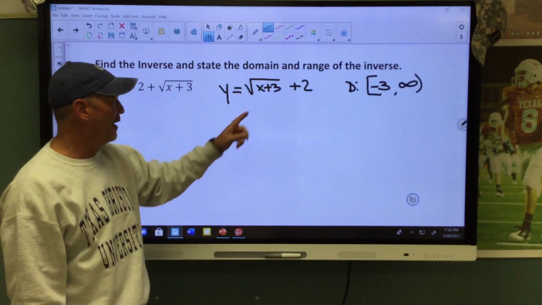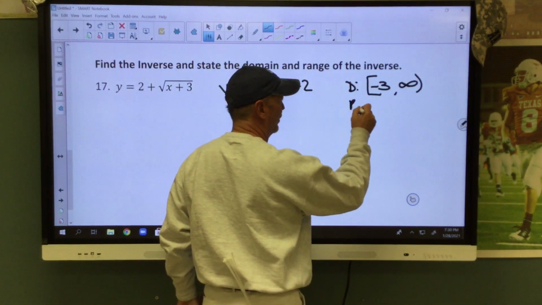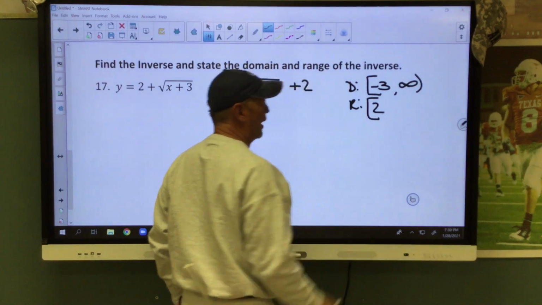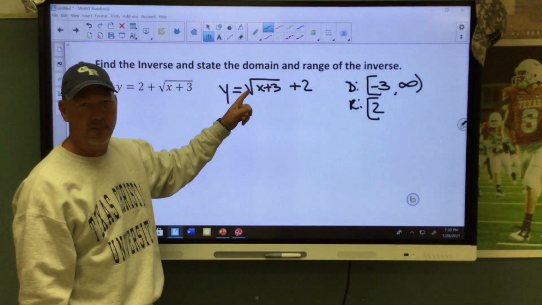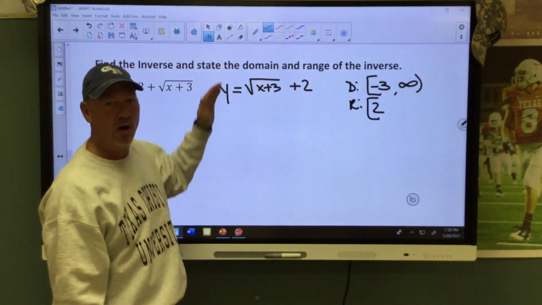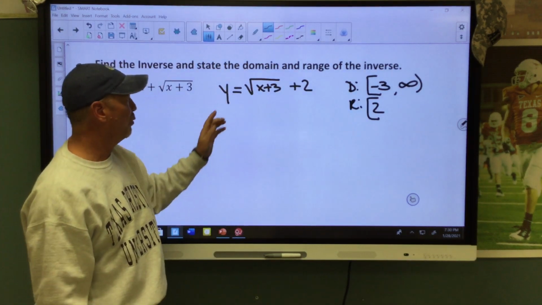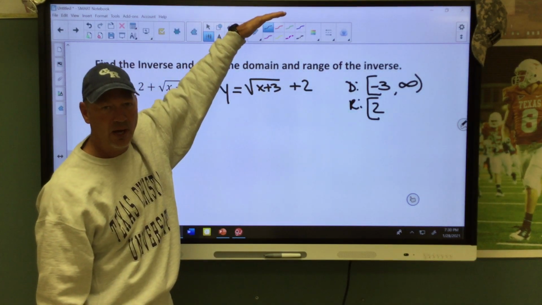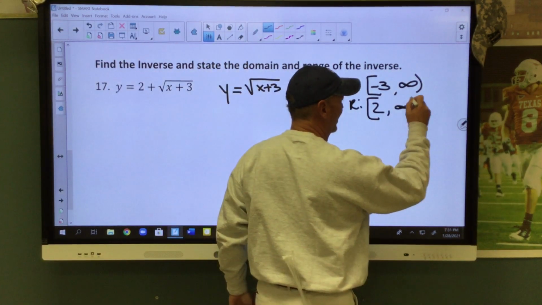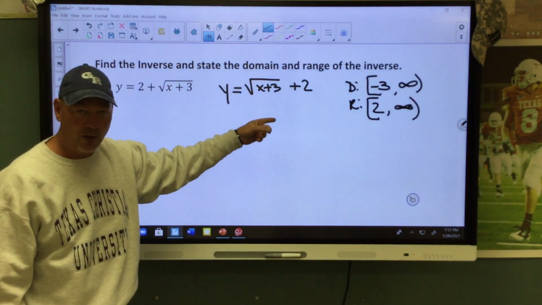To find my range, we've asked you to look for your k value at the back end. So my range is going to be off of a 2. We're going to give it a hard bracket, and we have to make a decision. We look at our a value up front. There's not any numbers up front, but we know it's positive, so my graph will go up instead of having a downward curve on a vertical reflection. This one will go up forever to positive infinity. So we're going to say comma, positive infinity. Now this is the domain and range of the original problem.